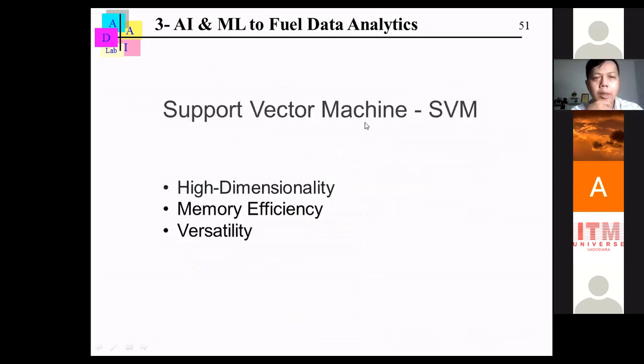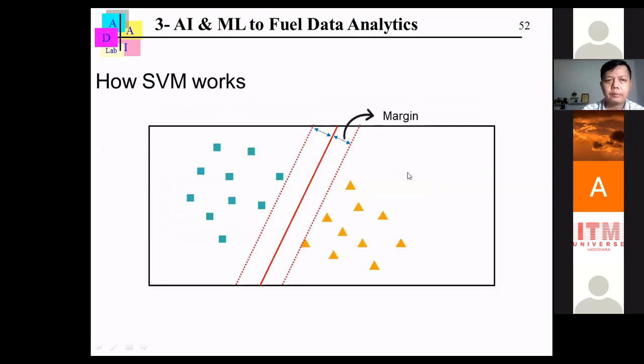And we will take a look inside a machine learning algorithm framework, the support vector machine, SVM. This algorithm has high dimensionality, memory efficiency, as well as versatility. How does SVM work? We have two classes here, and how do we divide the two classes? How do we find the hyperplane to divide two classes?